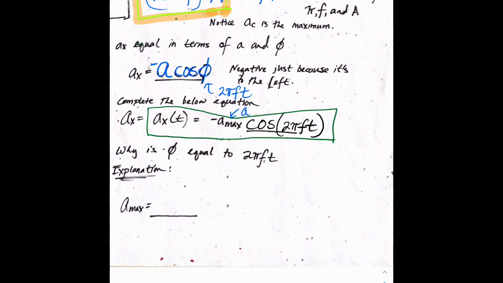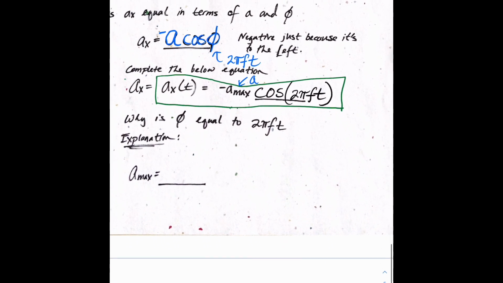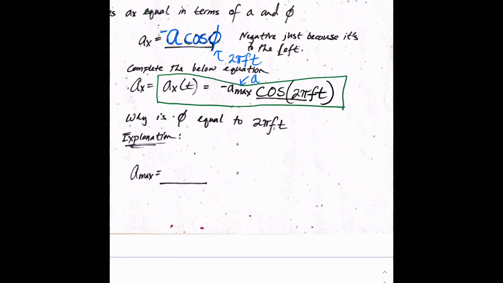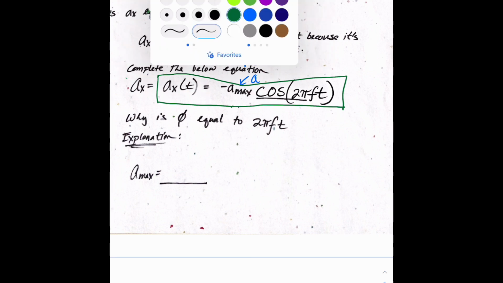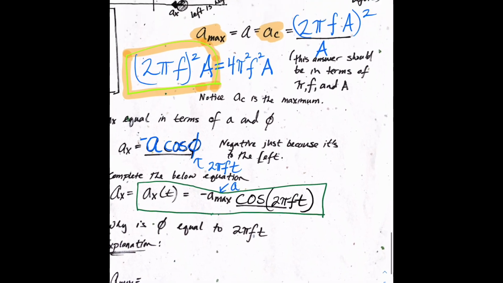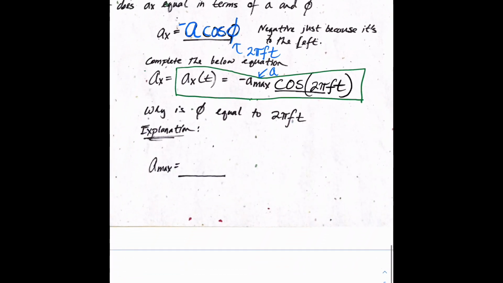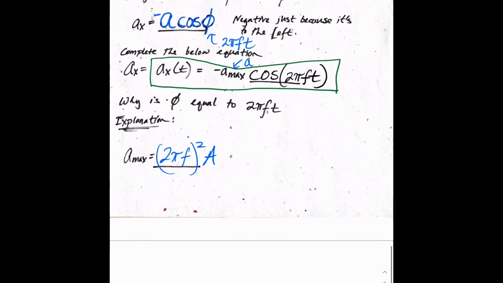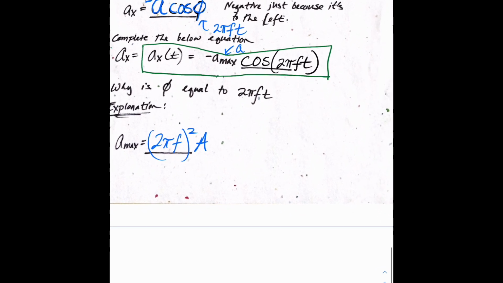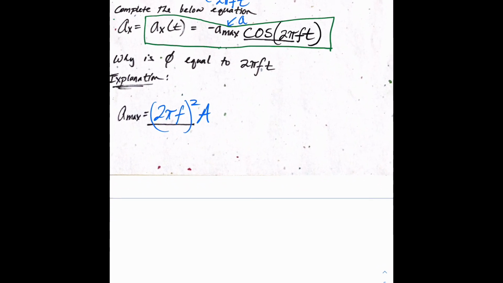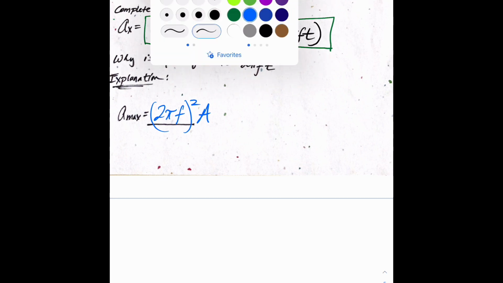All right. Now, you might say, well, why don't we go a little further? If A max is equal to, what do we say A max was? (2 pi f) squared times A? Right? So if that's the case, why don't we sub that in as well and just get rid of A max? And so we have an equation that is similar to what we had before.